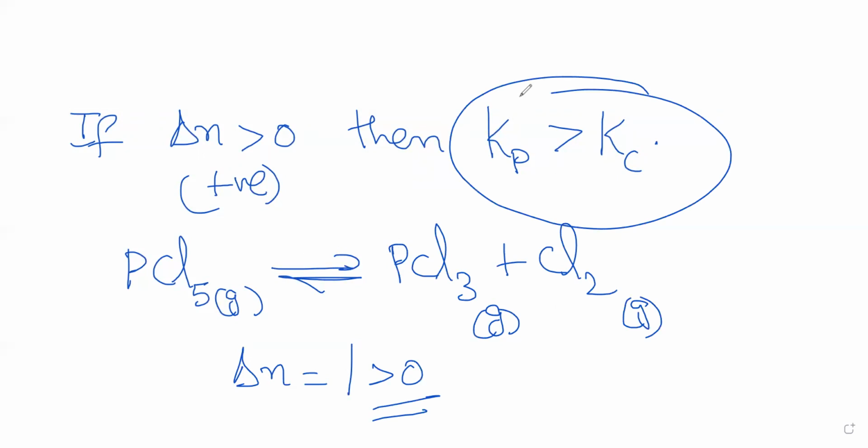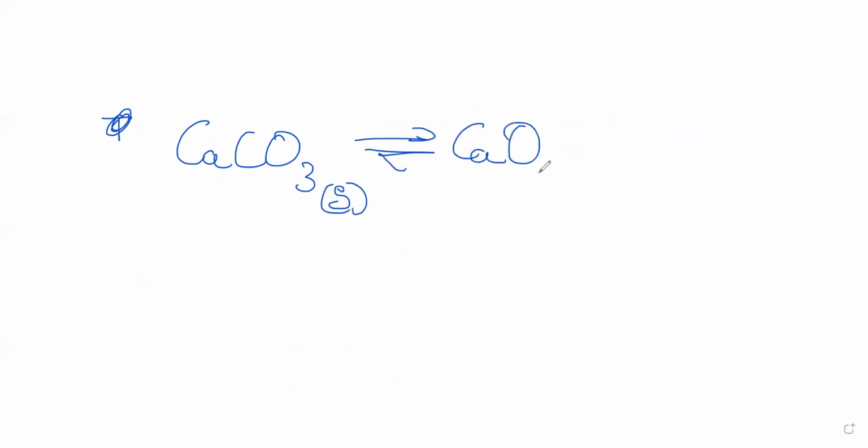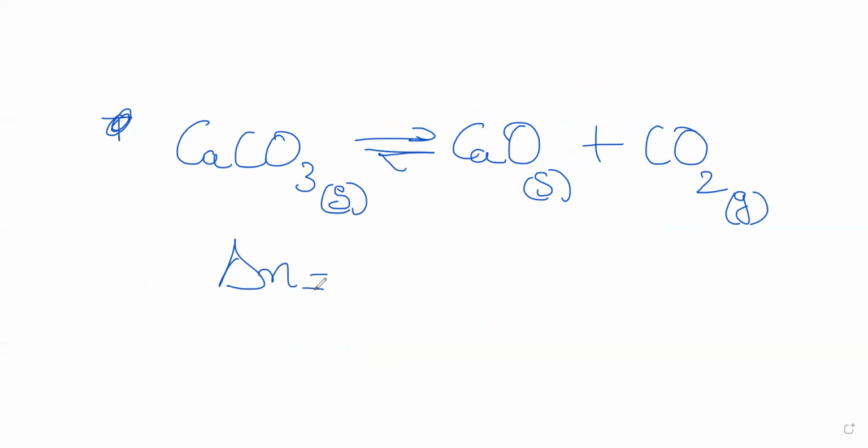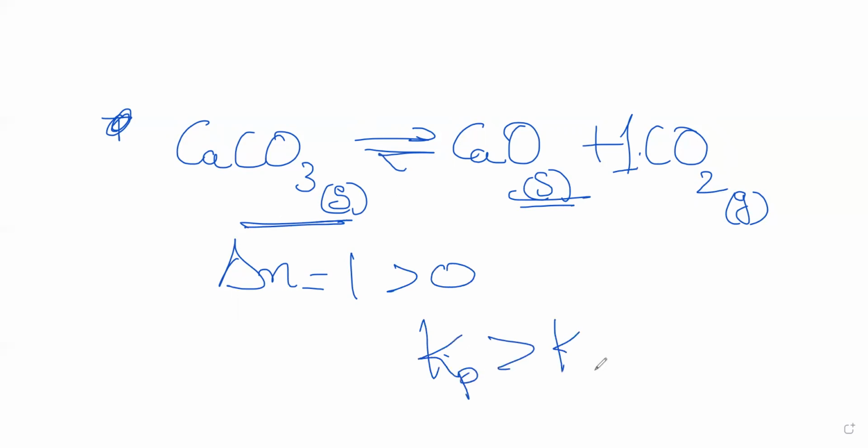Right? Let's move on to another example, where CaCO3 solid gives CaO solid plus CO2 gas. I already discussed this with you. What is the delta n value here? One, sir. Very good. So delta n is 1. CO2 only you have to consider. Solids you should never consider. Delta n is greater than 0, so you have Kp greater than Kc.